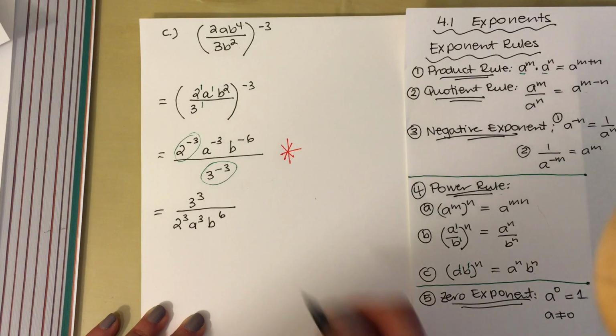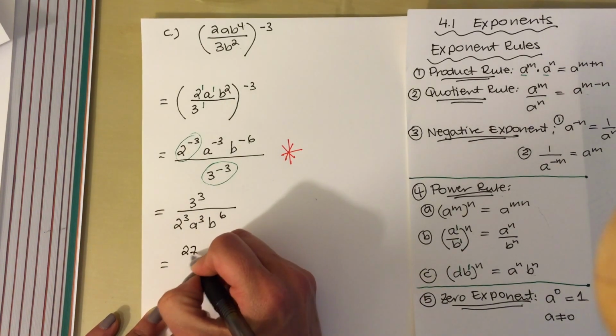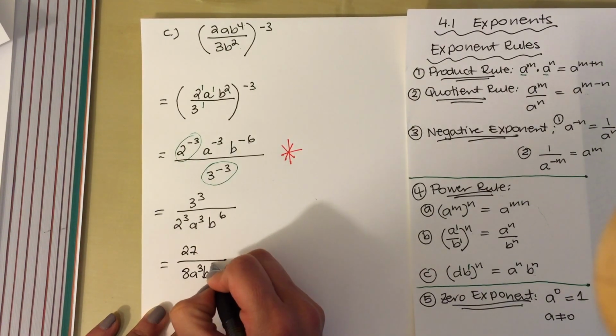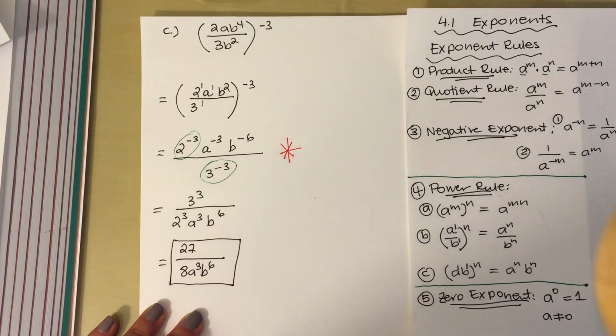So now we can calculate. 3 to the 3rd is 27. 2 to the 3rd, that's 8. And that gives us our final answer.